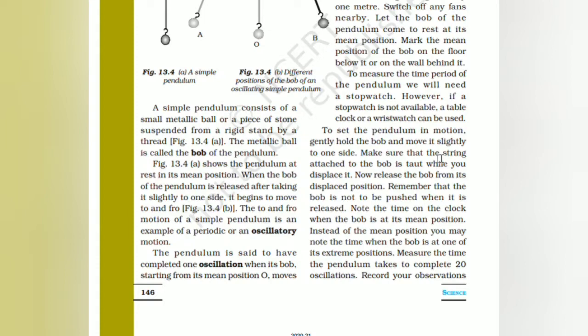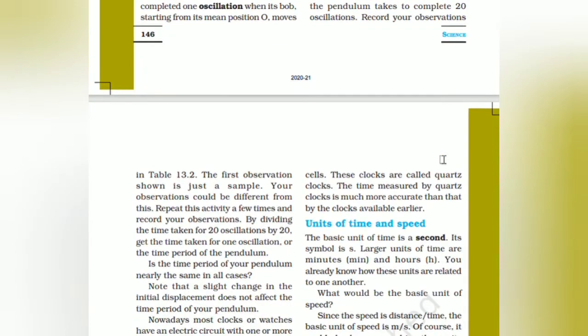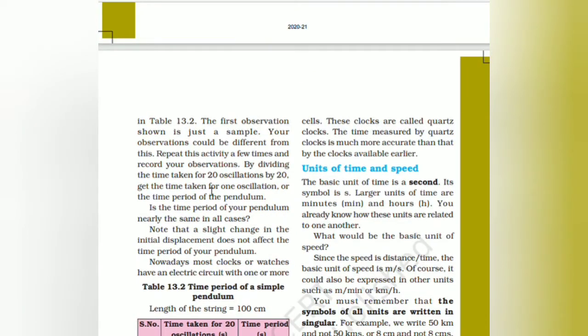Measure the time the pendulum takes to complete 20 oscillations. So we have to record the 20 oscillations and how much time it has taken. Record your observations. The first observation shown is just a sample. Your observation could be different from this.